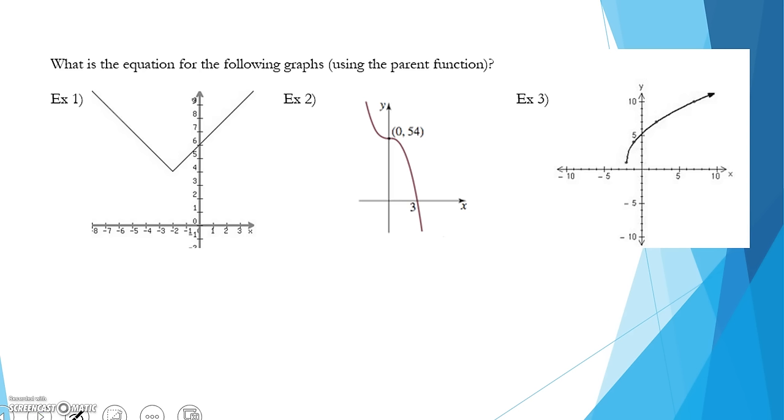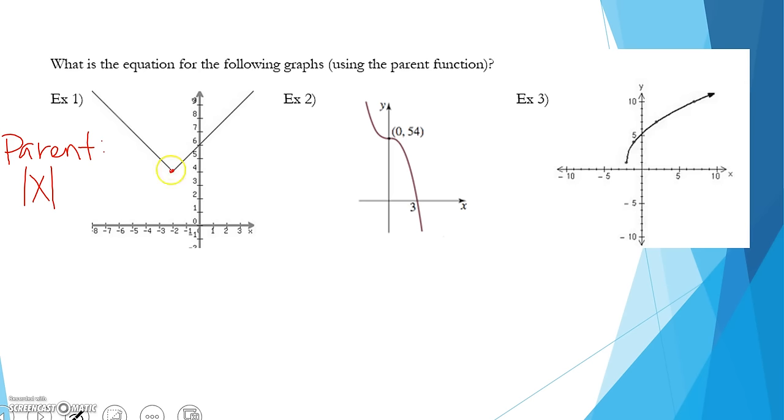So now we're going to practice some things. It says, what is the equation for the following graphs using the parent function? If you're looking at the paper that is stapled or on the back of your lesson, you should be able to identify that this graph, example 1, is an absolute value graph. And so the parent equation for this is absolute value of x. But this has been moved around.